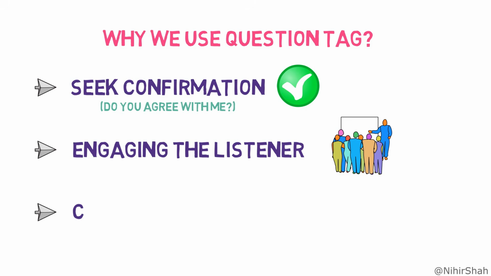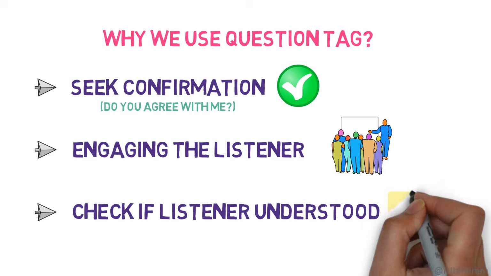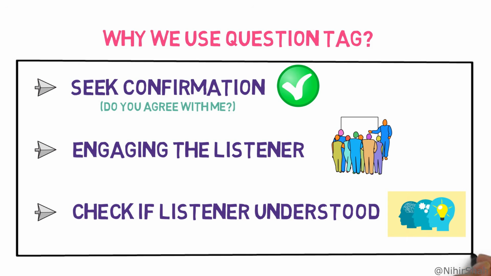And number 3, check if the listener understood us or not. Question tags can be used to check if the listener has understood what we said. If we see someone nodding along with our statement, but we are not entirely sure if they really understood, then we can add a question tag to prompt them to confirm their understanding. Overall, question tags help to make conversations more interactive, confirm information, seek agreement, and encourage the listener to participate.